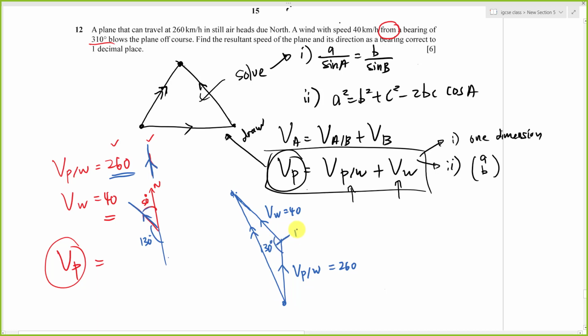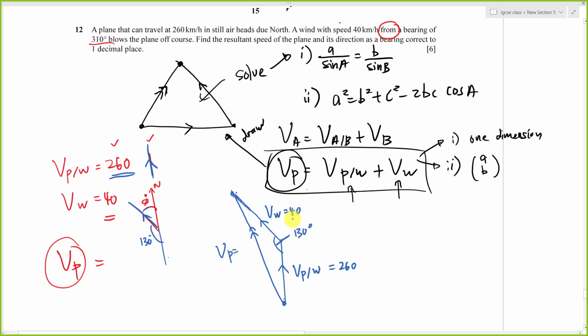And yeah, 130, I write outside lah, just in case later I couldn't get it. What's wrong with my line? It doesn't look like a straight line, makes me a bit frustrated. But it's fine, just imagine this is a perfect triangle, okay? So now I want to get the velocity of the plane.